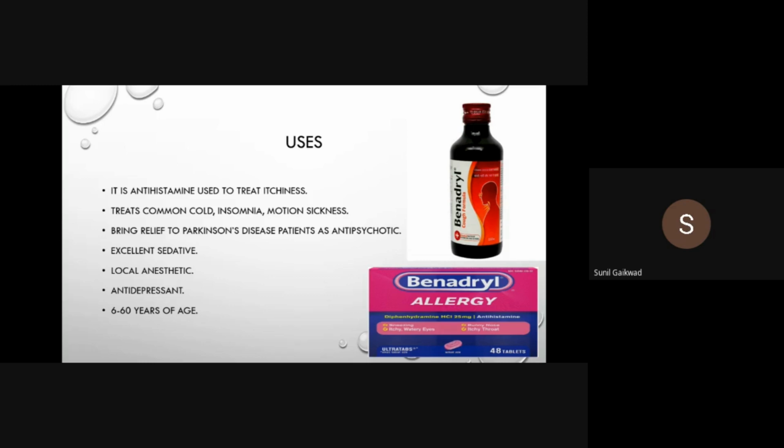It is an excellent sedative. If you give it to little kids, they will fall asleep fast enough. It can also be used as a local anesthetic in a very concentrated amount. It is also used as an antidepressant, and we will see how this takes place further. The recommended age of use is 6 to 60 years of age. That means pretty much everyone can take a Benadryl if they suffer from any of these symptoms.